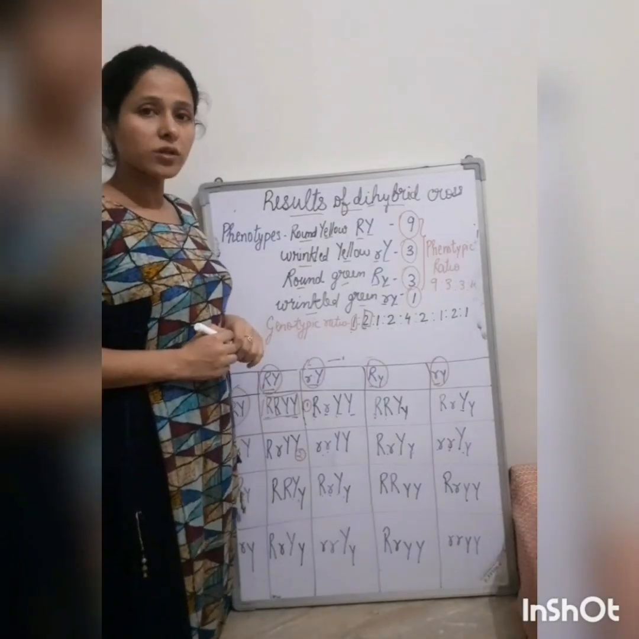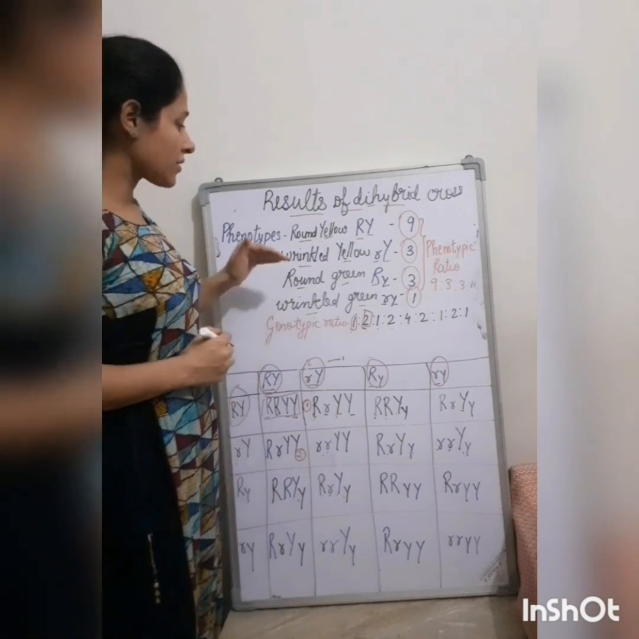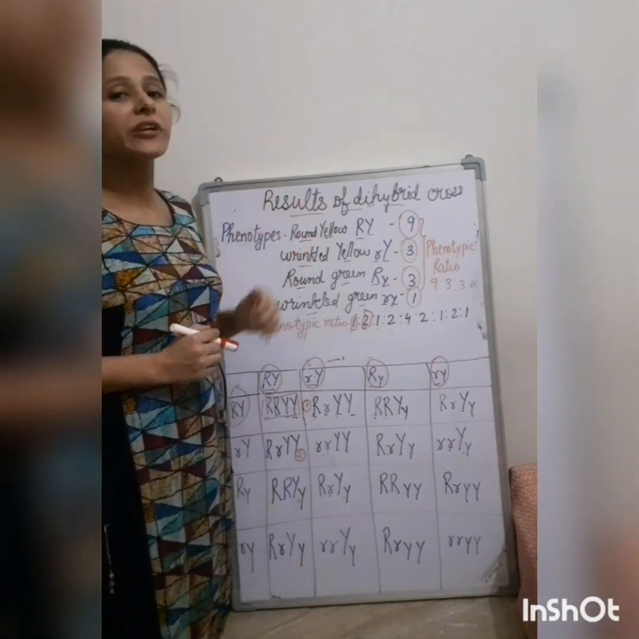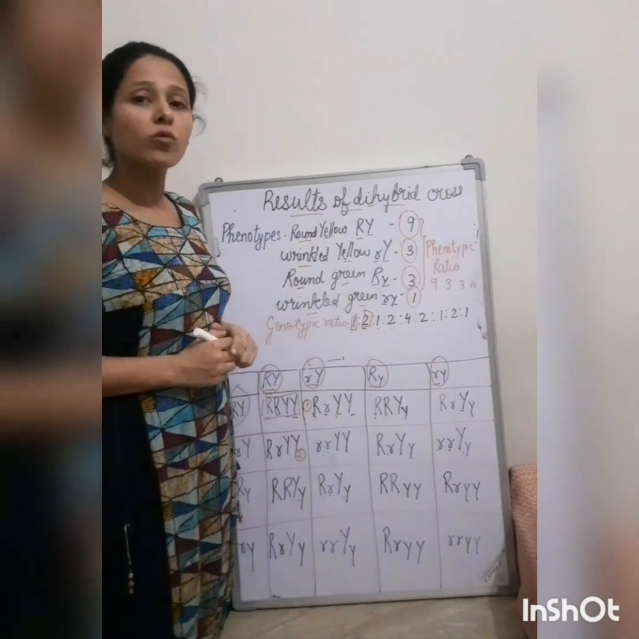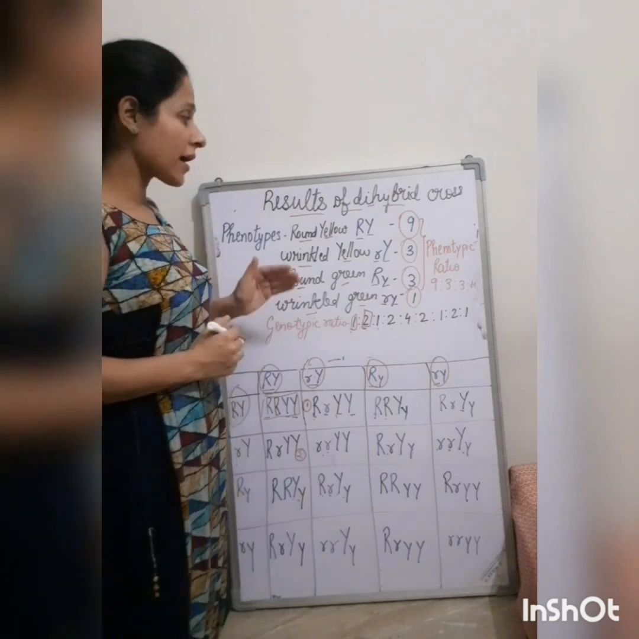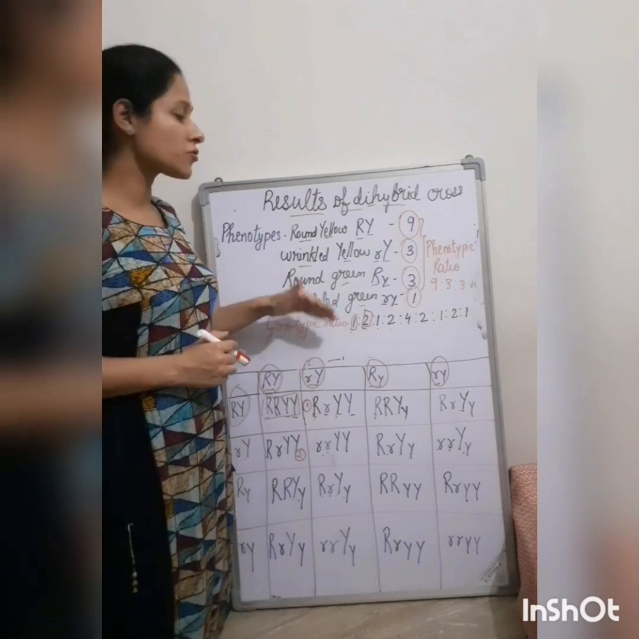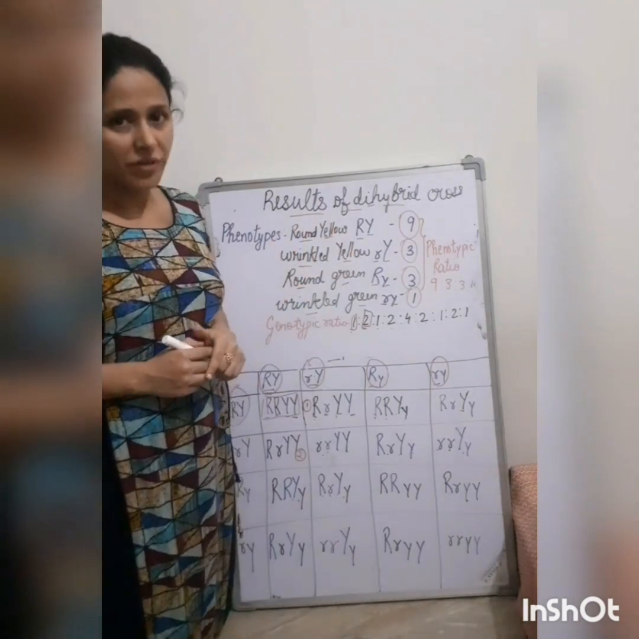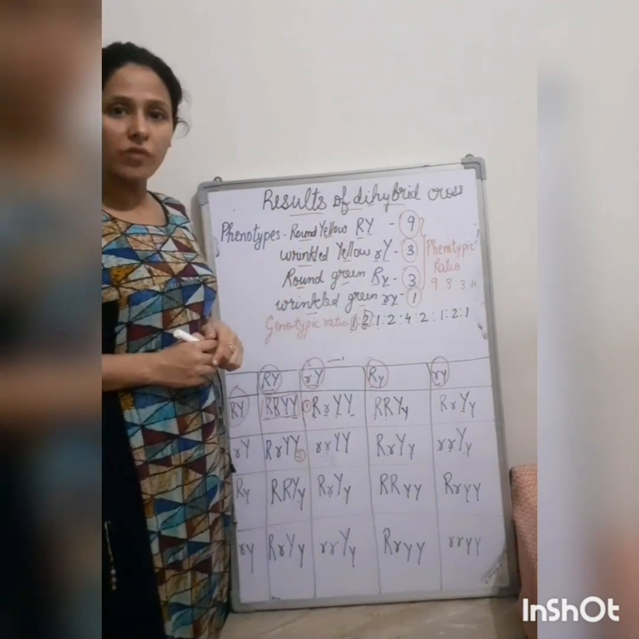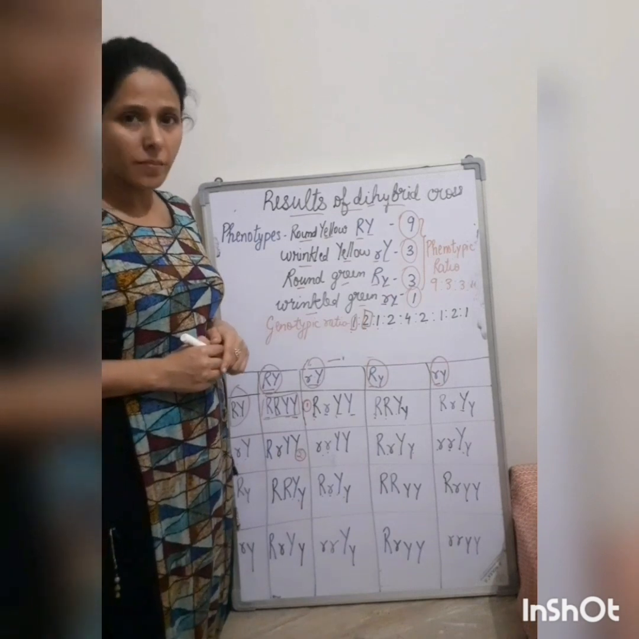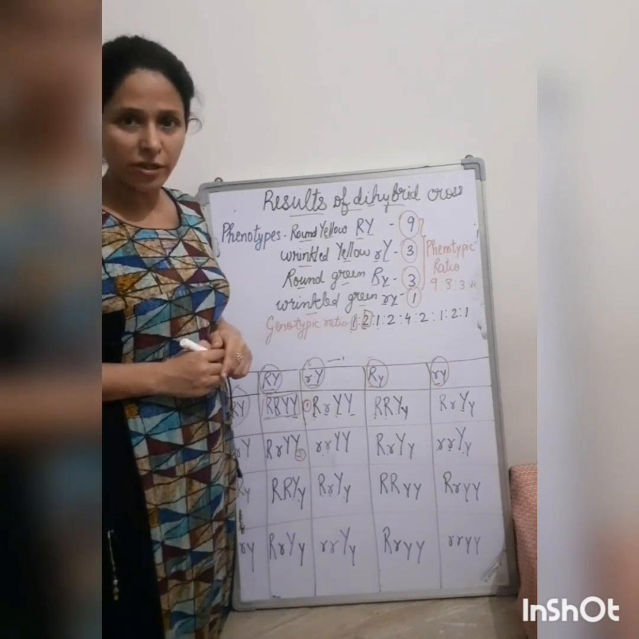Scientist Mendel, on the basis of his experiments and the results obtained from the monohybrid and dihybrid crosses, came out with the rules of inheritance, and we will discuss in our next video how we analyzed the rules of inheritance from these results. Also, we will be discussing test cross, back cross and sex determination in humans.